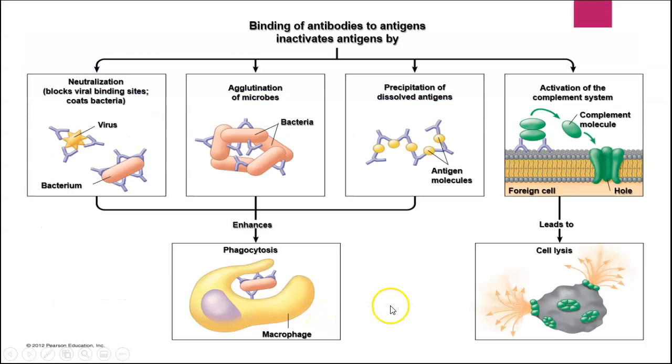So here's a pictorial representation basically of what we're talking about there. So neutralizing viruses and bacteria by attaching to their surfaces, causing them to clump together and be more easily consumed by the phagocytic cells. They can cause the dissolved antigens to precipitate or come out of solution, also being consumed by the phagocytic cells. And then another thing that they can do is activate the complement system, and that's a series of chemicals that are released by certain kinds of cells in your immune system that'll actually cause infected cells to lyse or break down so that they can no longer support the growth of the bacteria or the virus, whatever it happens to be.